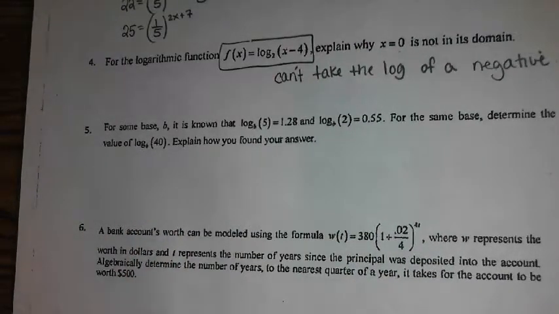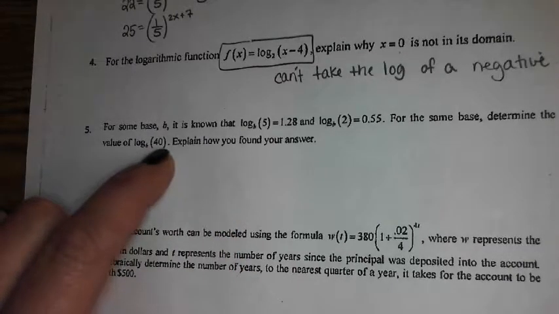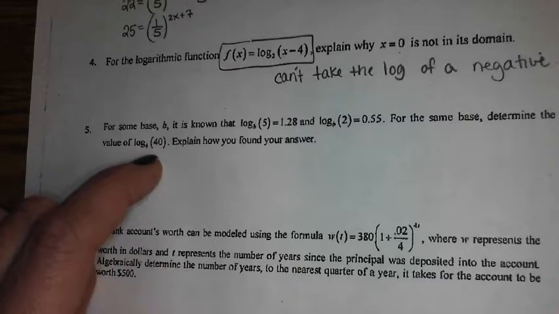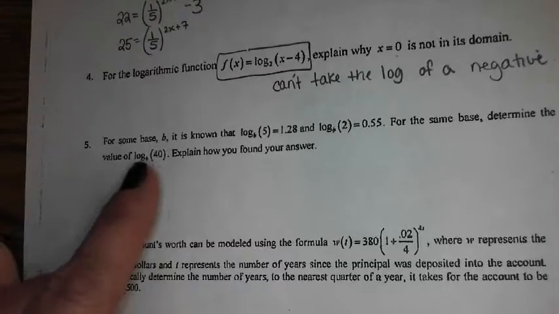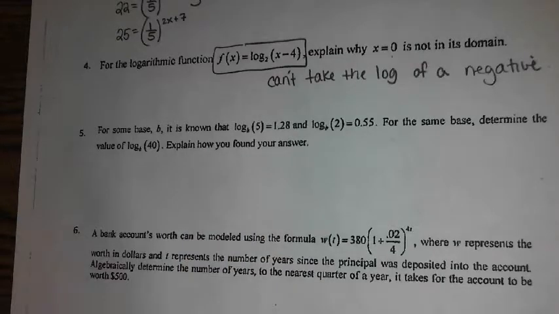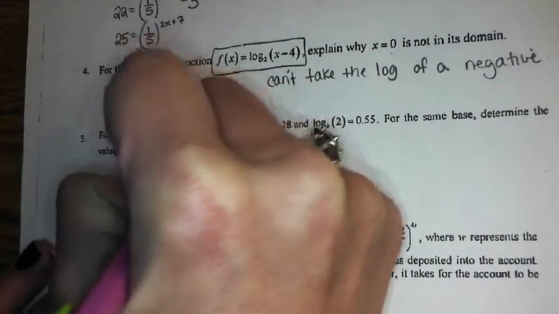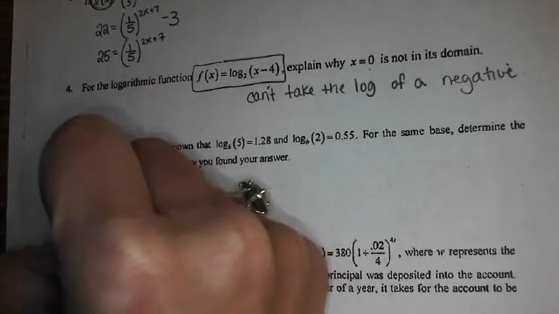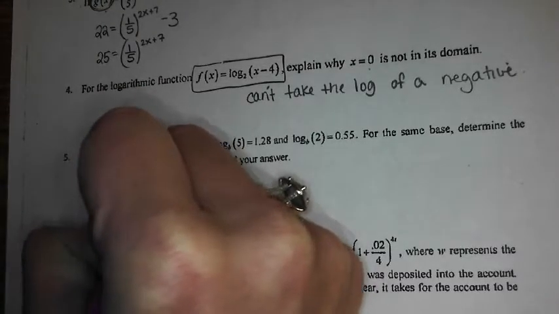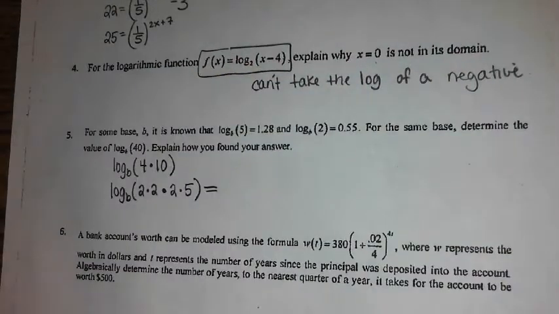Okay. Number 5, and here's a perfect example. They want us to evaluate log base b of 40. They didn't make the base a number because they didn't want you to be able to type it into your calculator. But we are going to split up 40 into 5s and 2s because that's all we know. So when I rewrite 40, I'm going to first rewrite it as 4 times 10. And 4 is the same thing as 2 times 2, times 10 is the same thing as 2 times 5. And now it's all in terms of 2's and 5's, so I can expand.